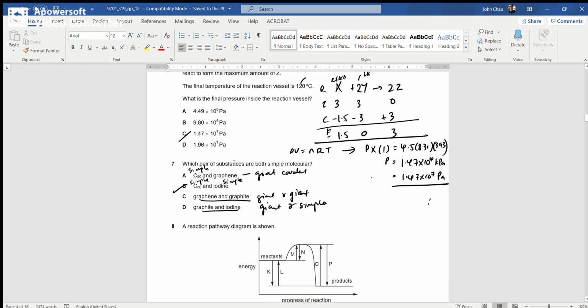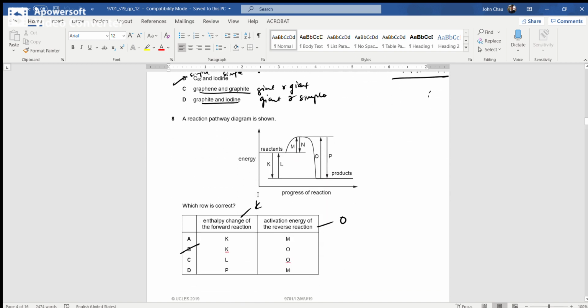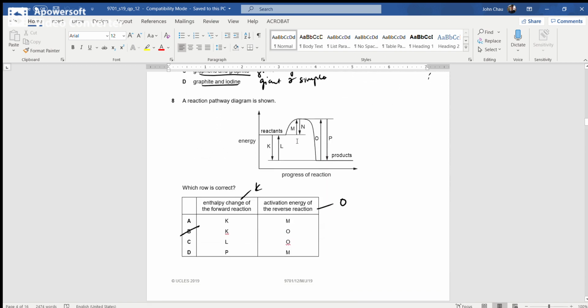Number 7, which pair of substances are both simple molecular? C60, the buckyball, is a simple molecular structure, while graphene is a giant covalent structure. Iodine is simple, graphene is giant, and here also giant, graphite also giant. Iodine is simple, so they want both simple, so the answer is B.